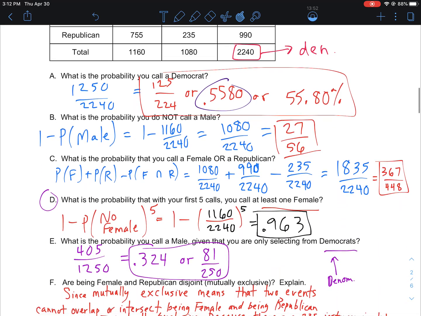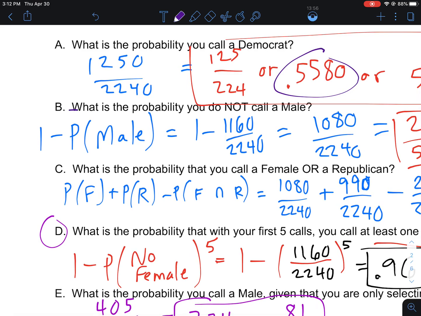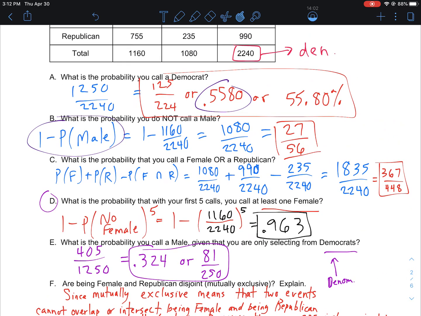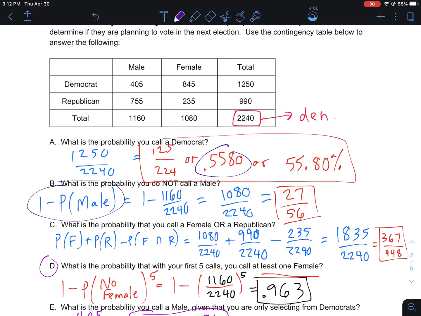Okay, so let's get back to just conceptually what's going on. This next one, what's the probability you do not call a male? So I wrote that formulaically. That's like saying 1 minus the probability you do call a male, and it's 1 minus that fraction. Some of you may have realized, isn't that just like saying you called a female? Yes, but if there were more than 2 variables, it would be best that you do this work right here.